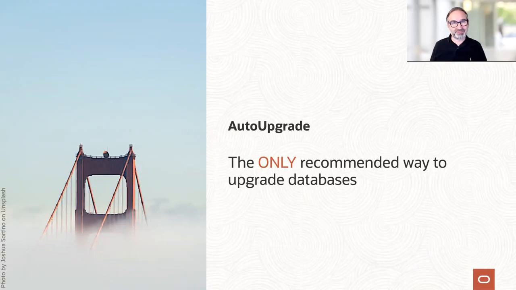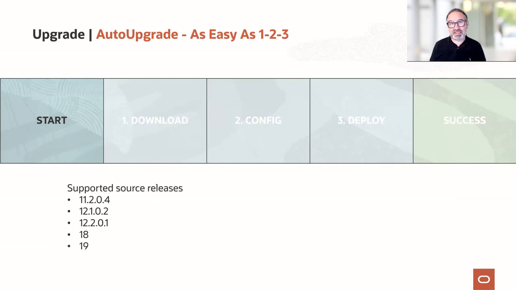Thank you, Roy. AutoUpgrade, the only recommended way to upgrade your databases. I emphasize, the only recommended way to upgrade your databases. And it's easy. Let's go. 1, 2, 3. First of all, source releases. Your source can be 11204, 12102, 12201, 18 or 19. For the database itself, it typically doesn't matter which patch level you are on when you upgrade. There are very, very rare exceptions.